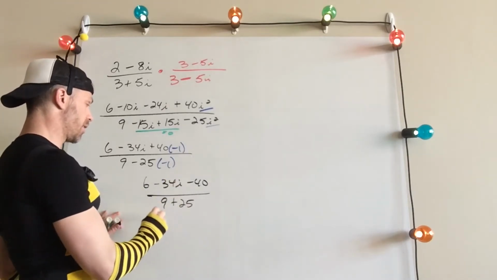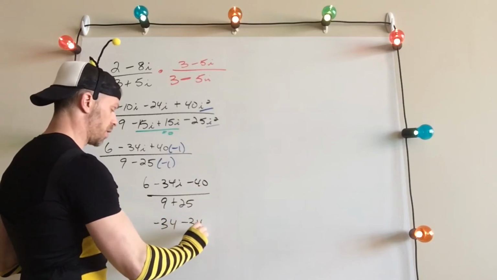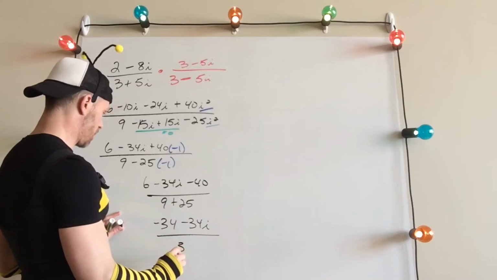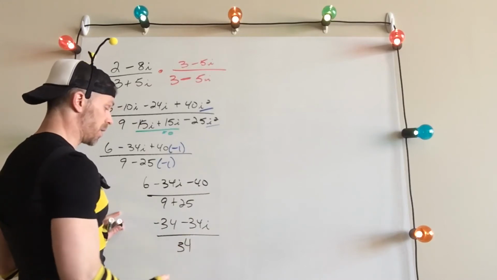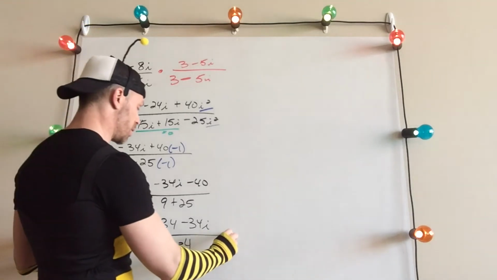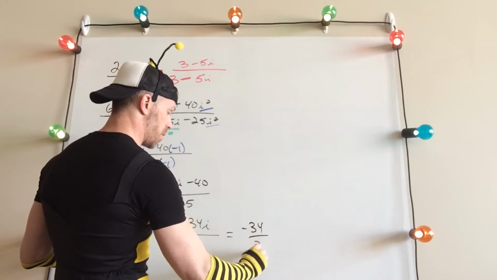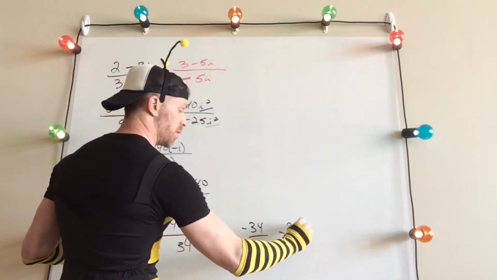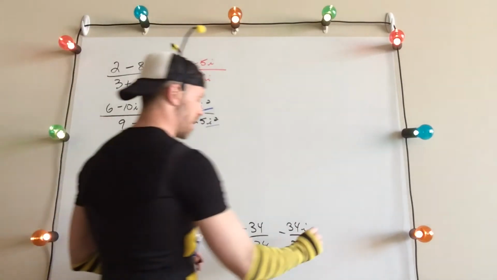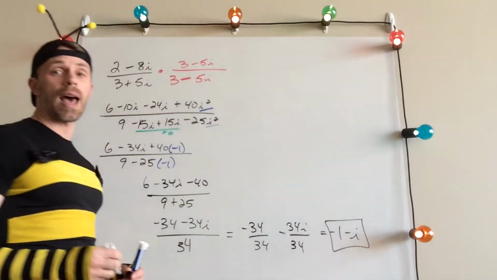That's what, a negative 34 minus 34i over 34. All right, again, I would suggest separate fractions to simplify. That's going to give us negative 34 over 34 minus 34i over 34. It's going to become then negative 1 minus i.